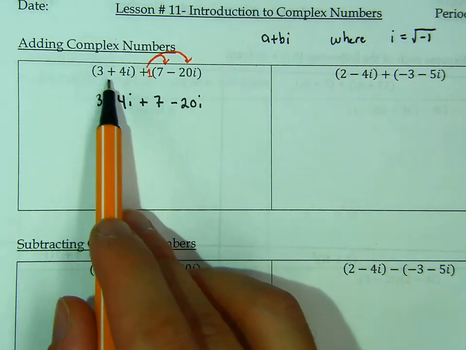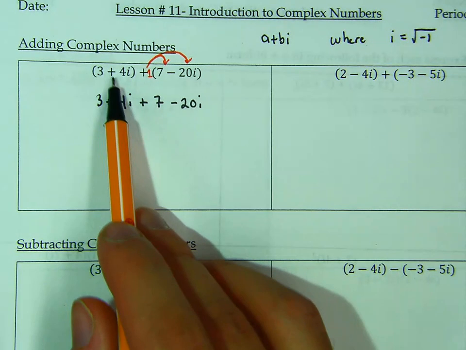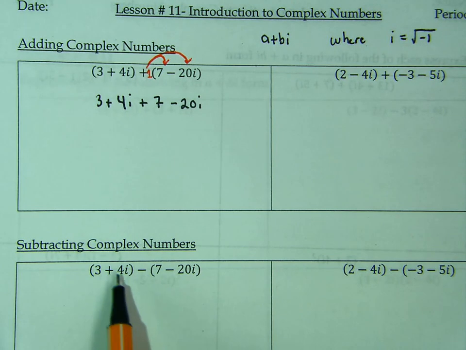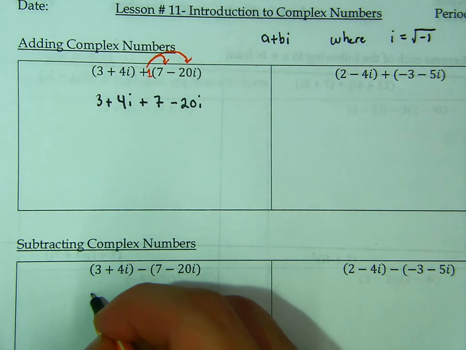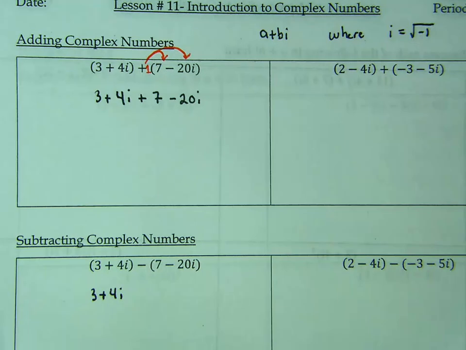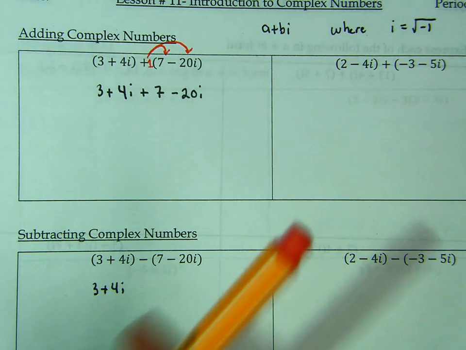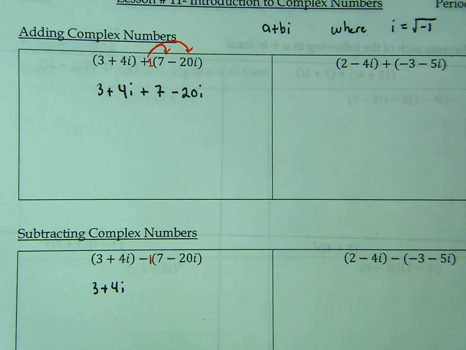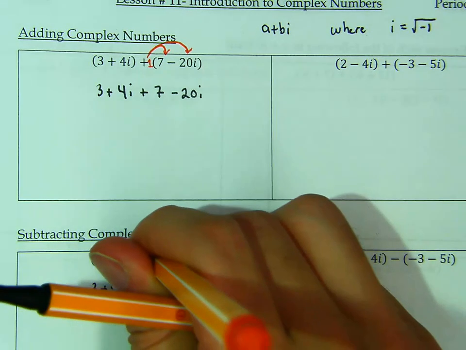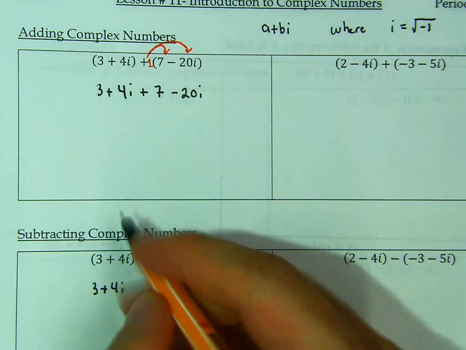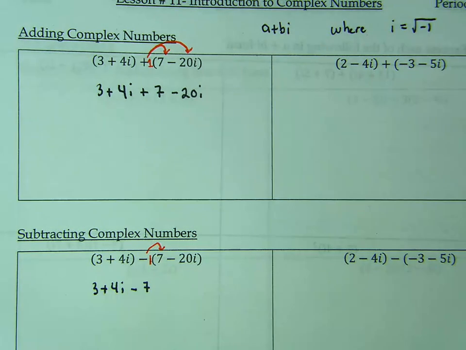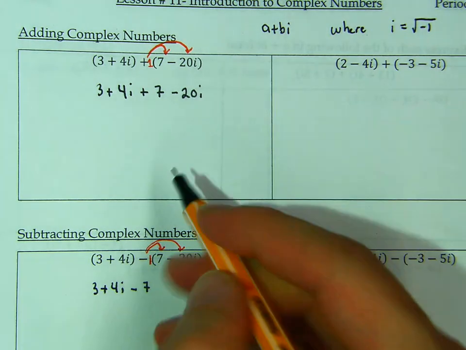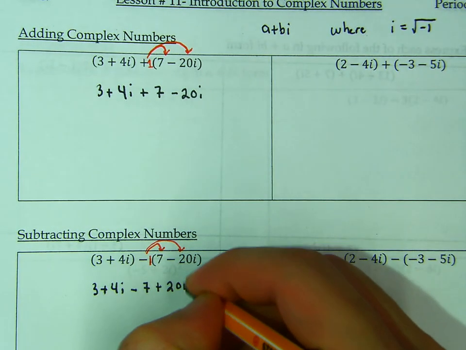Notice how we have the same complex numbers: 3 plus 4i, 3 plus 4i, 7 minus 20i, 7 minus 20i. Same idea, the 3 plus 4i, we can't do anything. But now what happens with this minus on the outside? Here, we have a negative 1. So negative 1 times 7 will be negative 7. And then negative 1 times the negative 20i becomes a positive 20i.